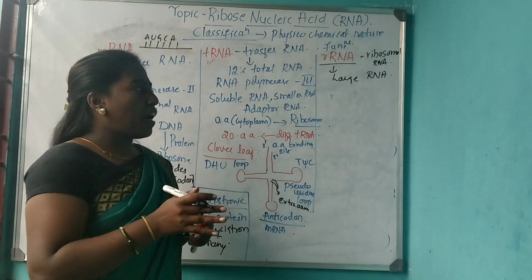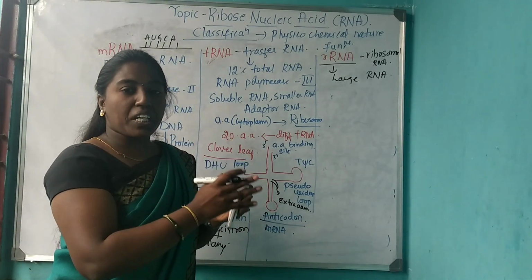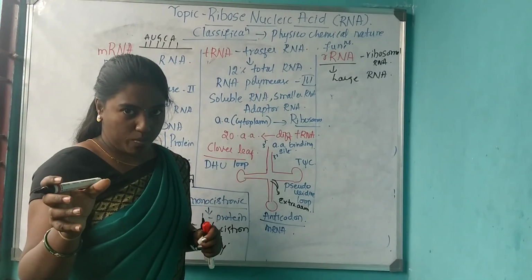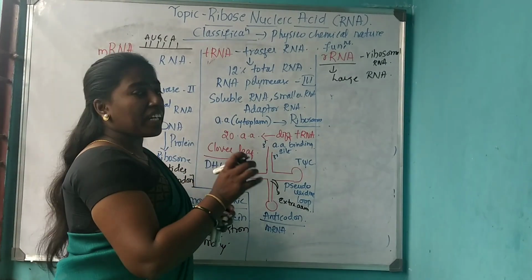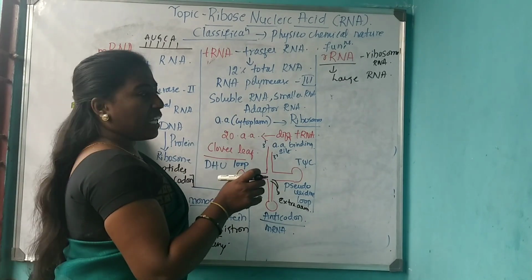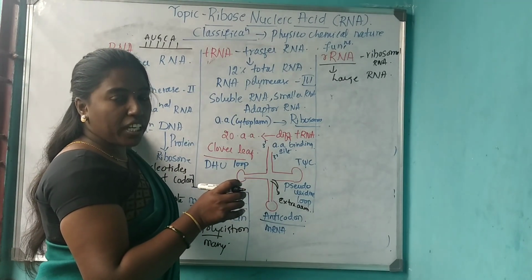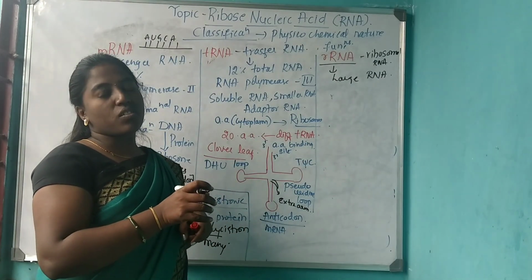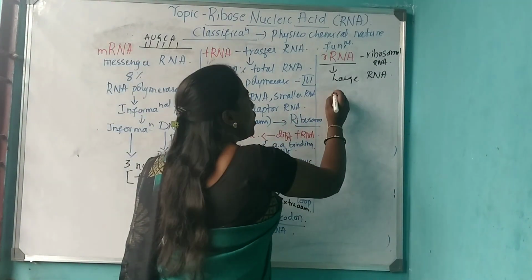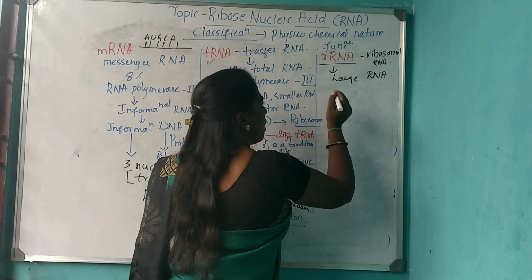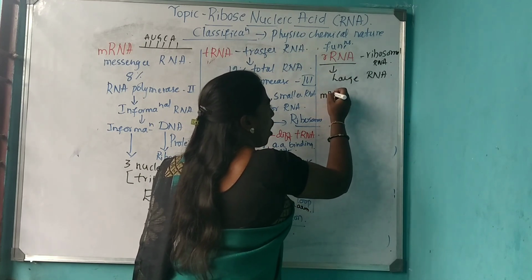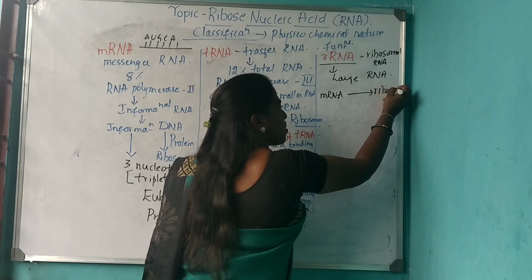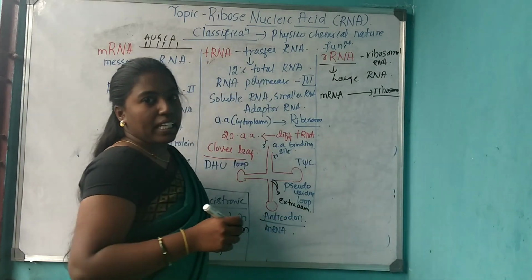The function of rRNA is it helps in attachment of mRNA to the ribosomes. What is the function of rRNA? It helps the mRNA carrying information for proteins to attach to the ribosomes. Hence, it helps in synthesis of proteins. So, what is the function of rRNA? It helps in attachment of mRNA to the ribosomes. Okay. Is it clear now?